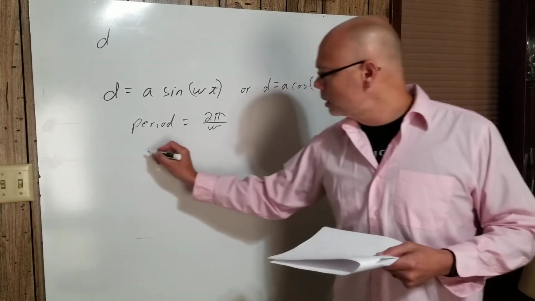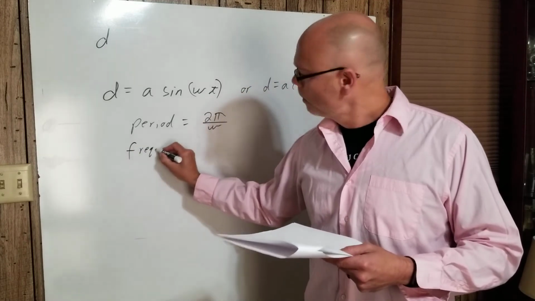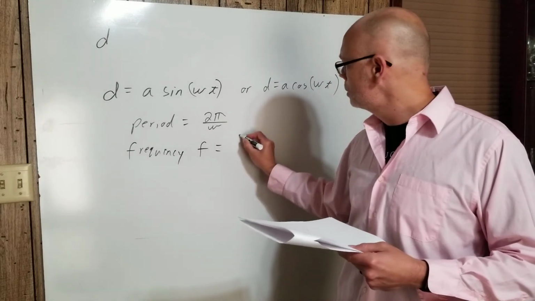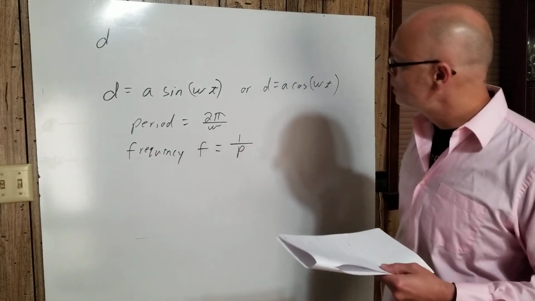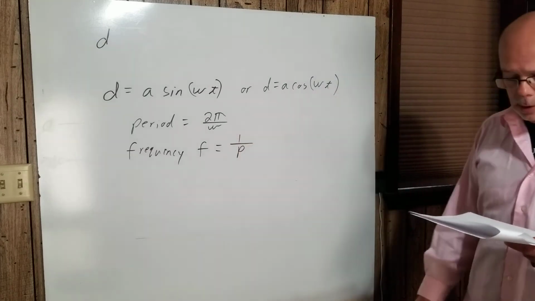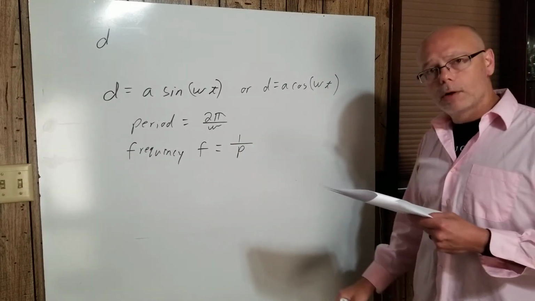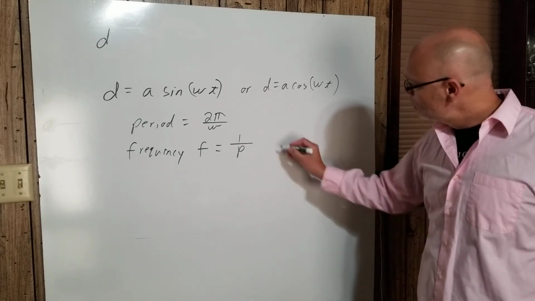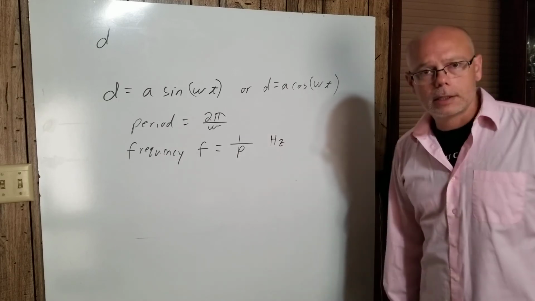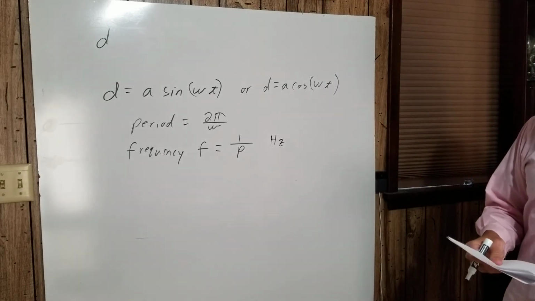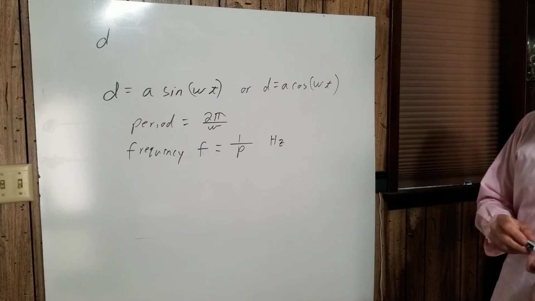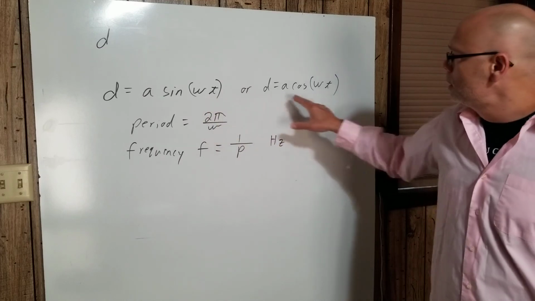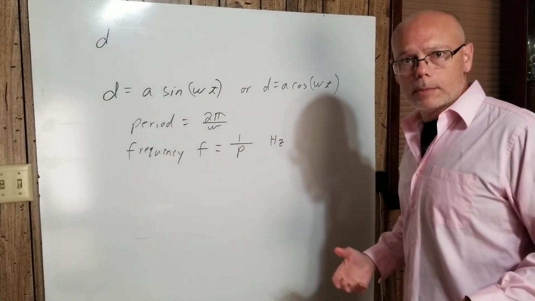Now they talk about something new, frequency. The frequency, which they're calling lowercase f, is equal to 1 over the period, or we could say the reciprocal of the period. That's the time required to complete one cycle, it says. And it also is measured in hertz, Hz. That's going to be the unit for it. So that covers the equations we use to model simple harmonic motion.